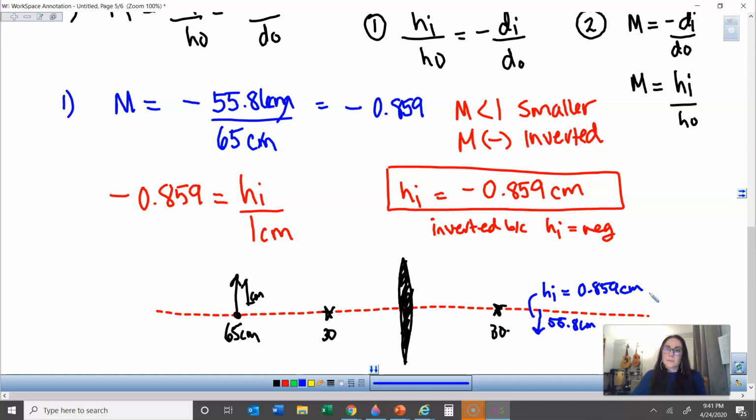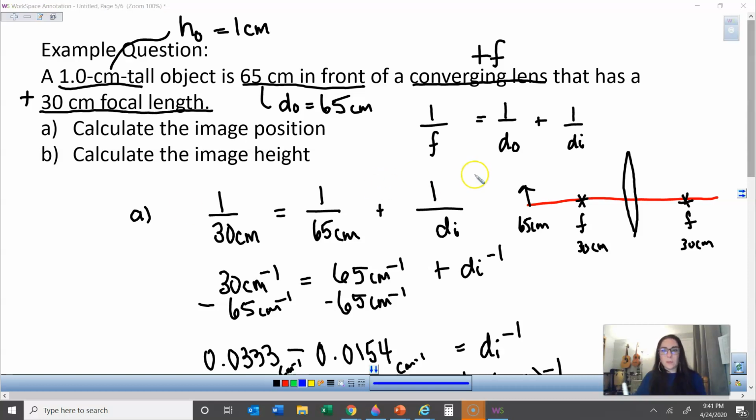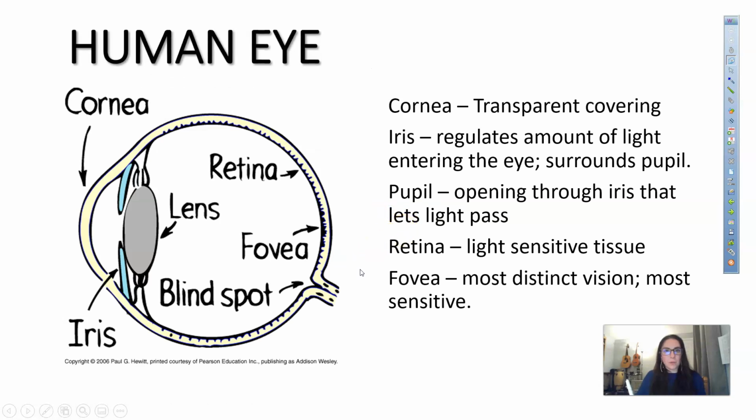So there you go. That's how you solve the mathematics of this. The whole problem changes if this was a diverging lens, because then this would be negative. The human eye. Well, I'm not going to lie, I don't know too much more than what I have here about the human eye, except for my calculations. That's the only calculation we'll do. Good news.